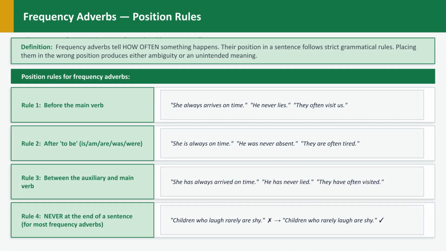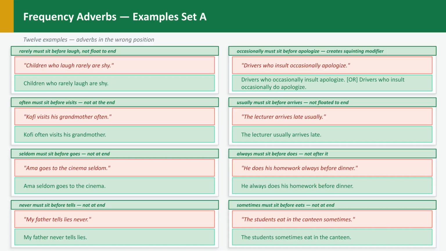Section 5 covers frequency adverbs, which specify how often something occurs. Adverbs like always, never, and often have specific positional rules that must be followed. Frequency adverbs tell how often something happens, and their position is critical.